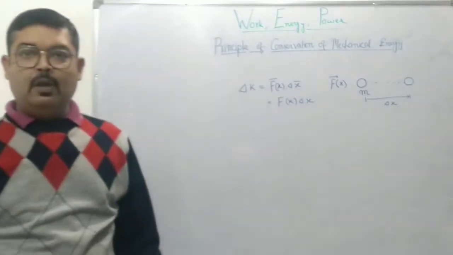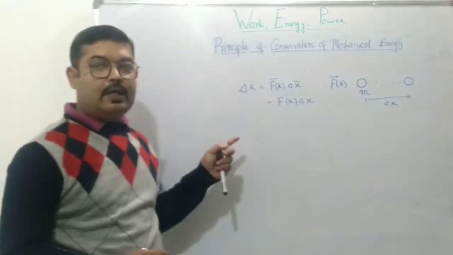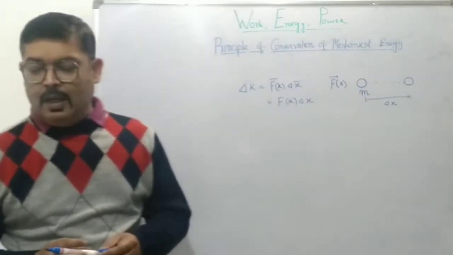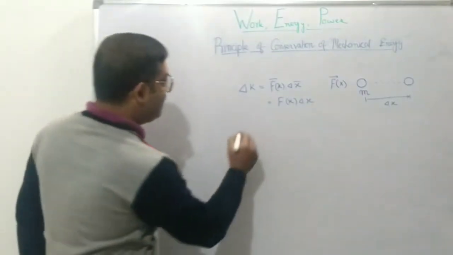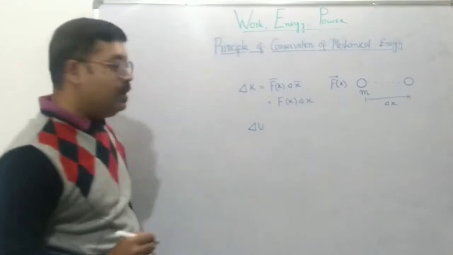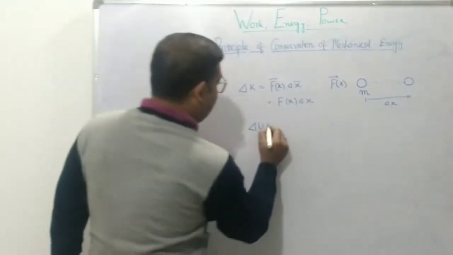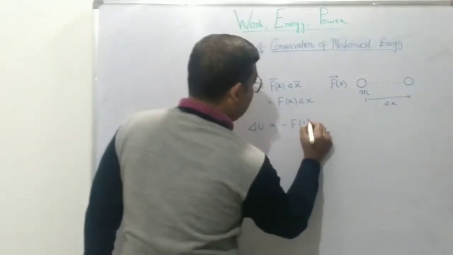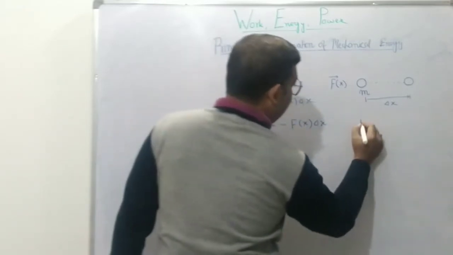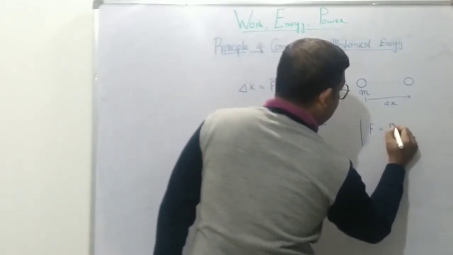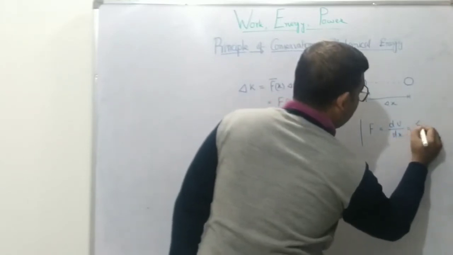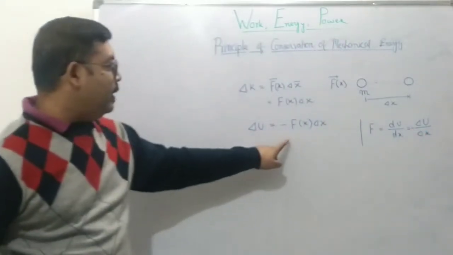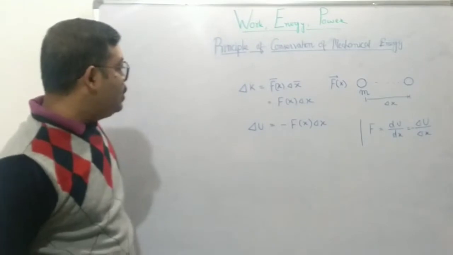Also, in my previous video, the last video that I have published, we discussed that in case of conservative forces, delta U, that is change of potential energy, can be given by negative of force into displacement. Why? Because conservative force was given by minus dU by dx, or for small displacements minus delta U by delta x. So cross multiplication will give us this.